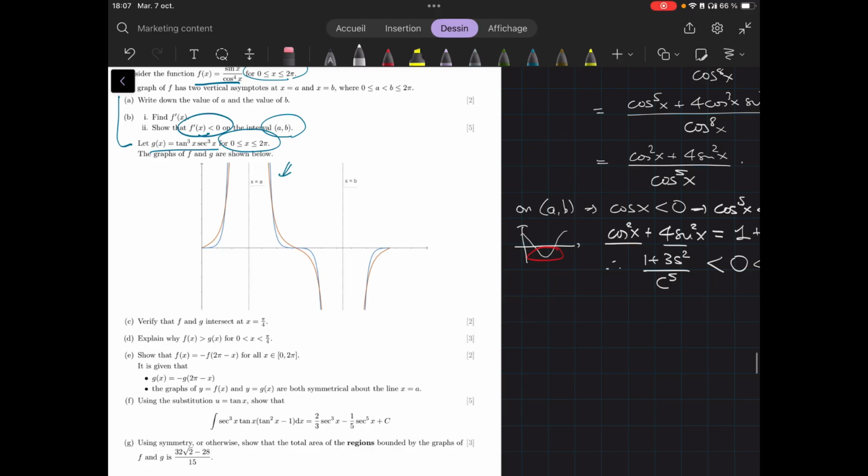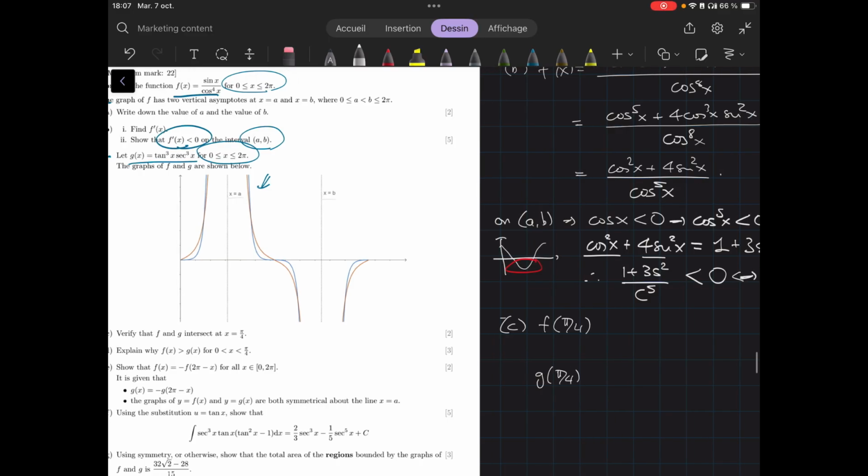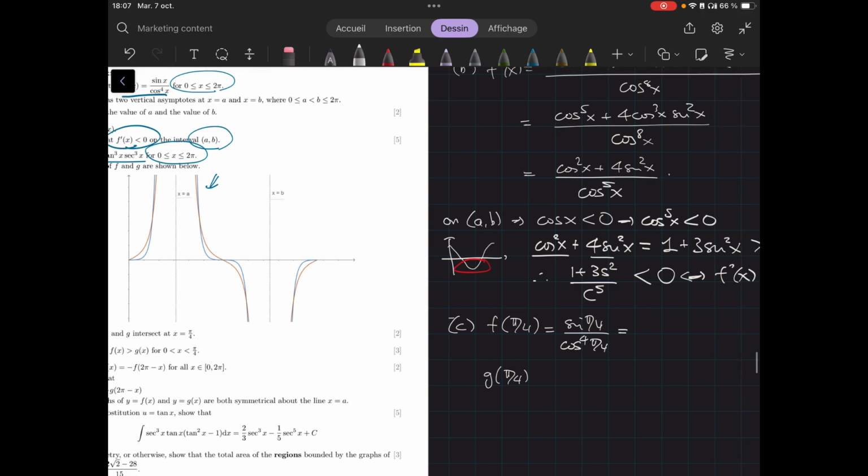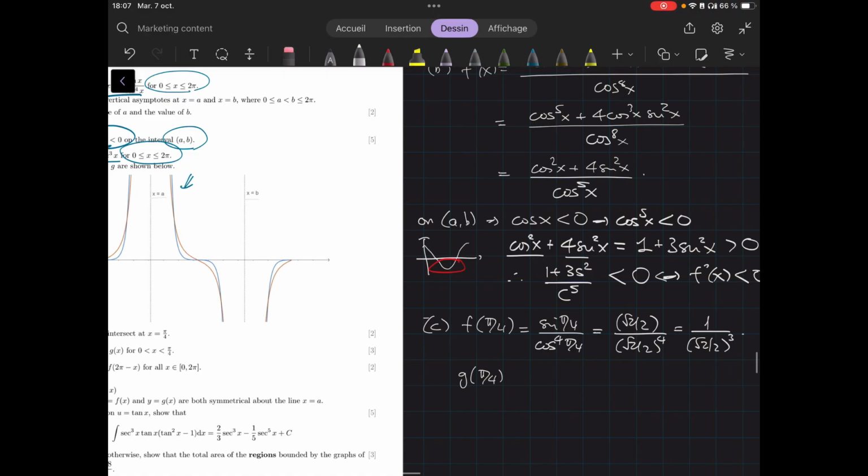Part C. We want to verify that f and g intersect at x equals pi by 4. So, that means that we have to show that f at pi by 4 and g at pi by 4 are equal. F of pi by 4, this is sine of pi by 4 divided by cos to the 4 of pi by 4. So, root 2 by 2 divided by root 2 by 2 to the 4. And you will get 1 divided by root 2 by 2 to the 3.